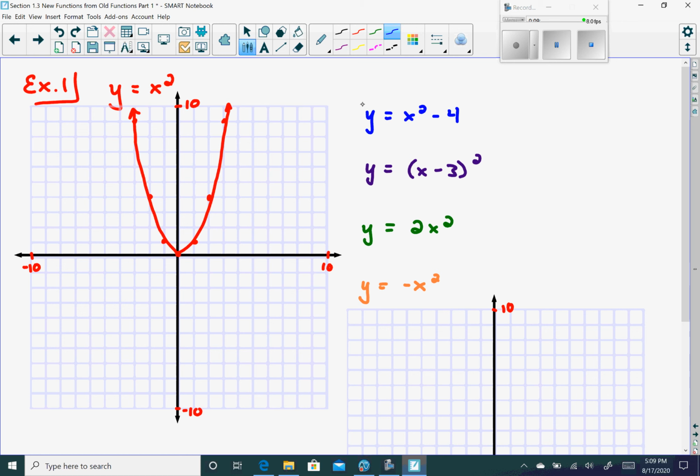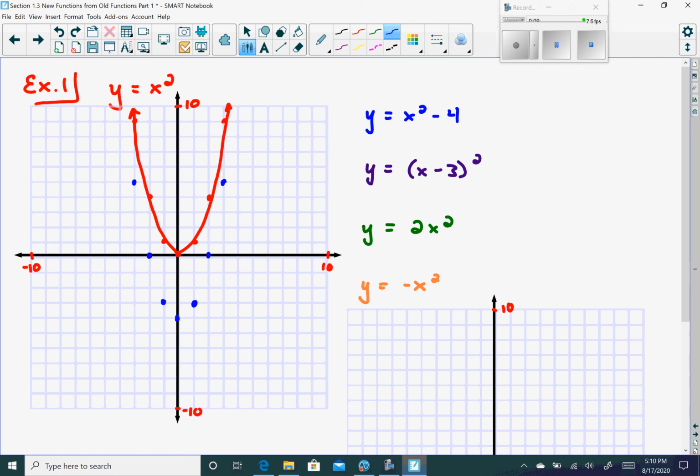All right, next, I'm only going to graph the blue and the purple functions over here as well, and then on the next graph, I'll do the other two. So x squared minus 4 just means we have a vertical shift of down 4 units. So now my new vertex starts here. And again, I count over and up the same way. Over 1, up 1, over 2, up 4, and over 3, up 9.